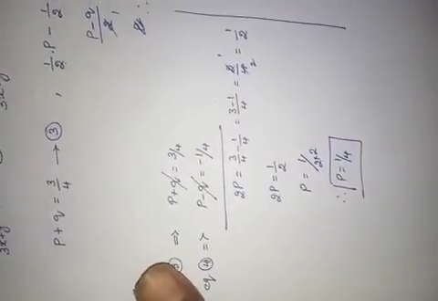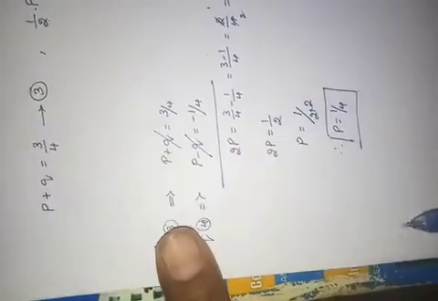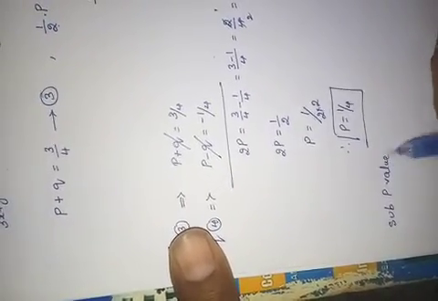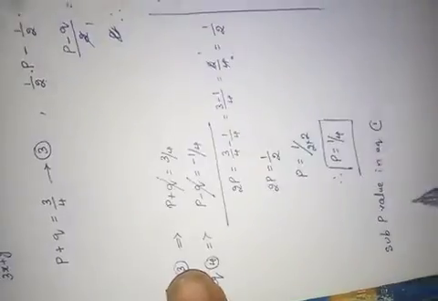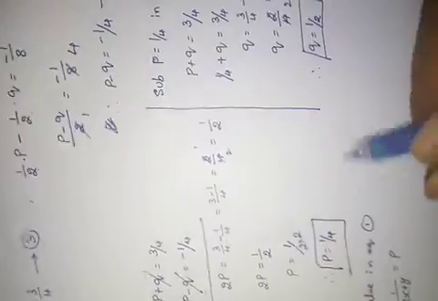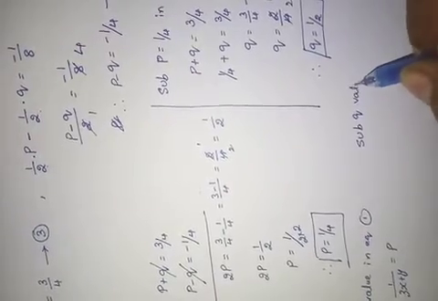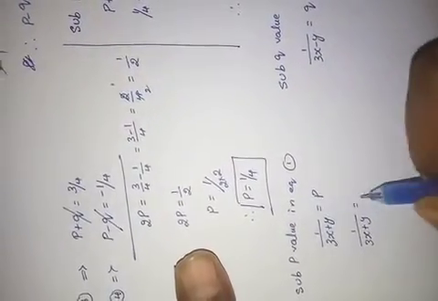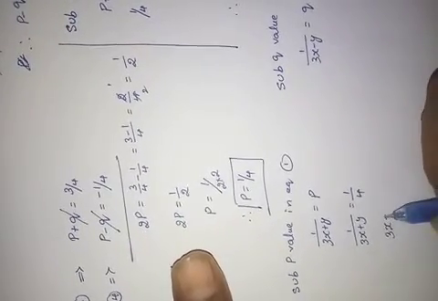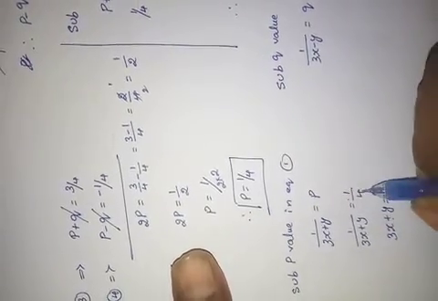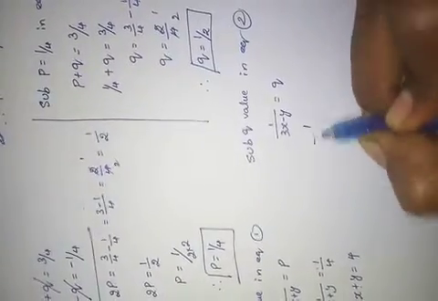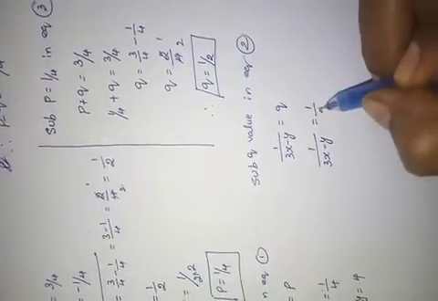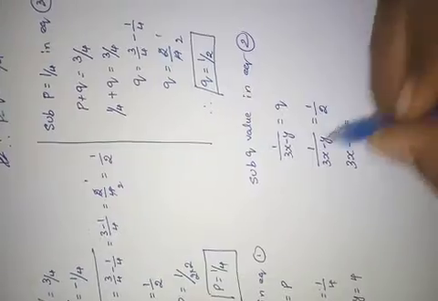We got p and q values, but what do we want? x and y values. Now take the first equation. Substituting the p value in equation 1. What is equation 1? 1/(3x+y) = p. In the same way here also, substituting the q value in equation 2. What is equation 2? 1/(3x−y) = q. Now substitute 1/(3x+y) = 1/4. Now cross multiply it. 3x + y = 4. In the same manner, 1/(3x−y) = 1/2 means 3x − y = 2. Let it be equation 5, and this is equation 6.